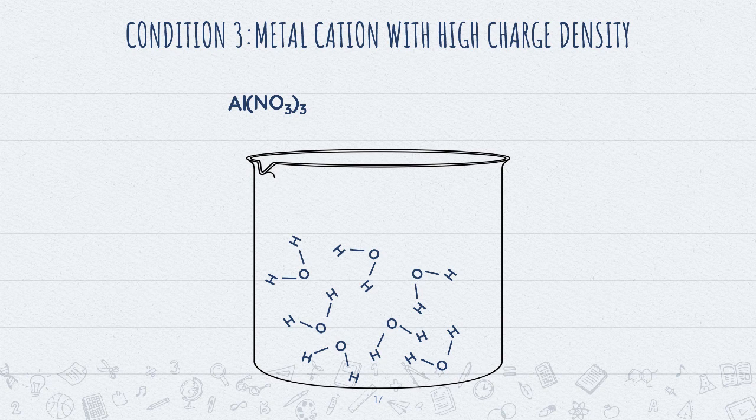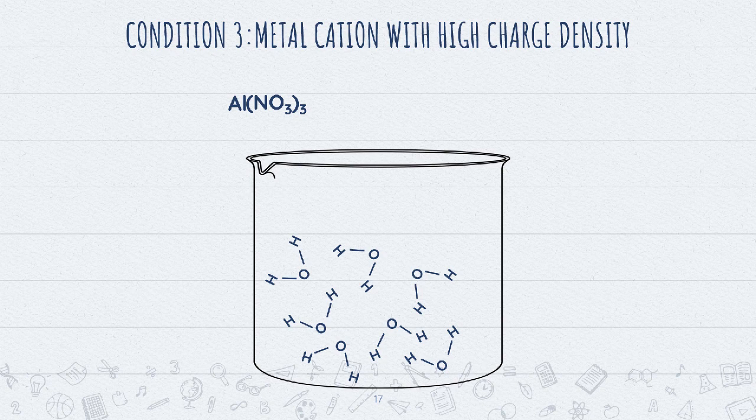Lastly, we will have our third condition, in which the metal cation has to have a high charge density. This third condition will be slightly different from the first two, because the first two are pretty much related to each other with respect to the idea of a strong acid, weak conjugate base, weak acid, strong conjugate base, all this relationship that we should be familiar with by now.